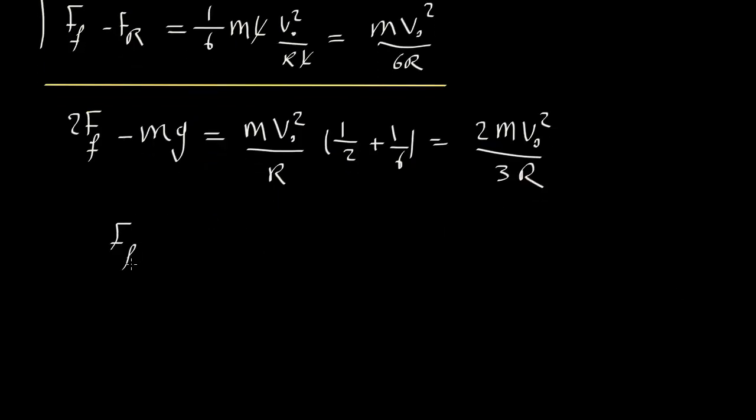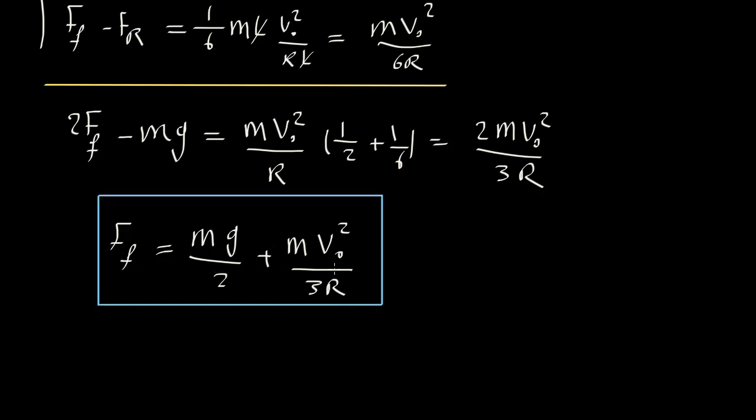So f of f would be, so I bring mg over here and then divide both sides of the equation by 2. So this would be mg over 2 plus this quantity over 2. So this would be m v naught squared over 3r. So the force at the front wheel increases as the skateboard enters the curve path. And what is the value of that increase? Just m v squared over 3r. Let's see what happens to the force at the rear wheel.